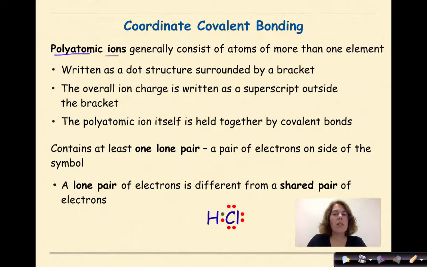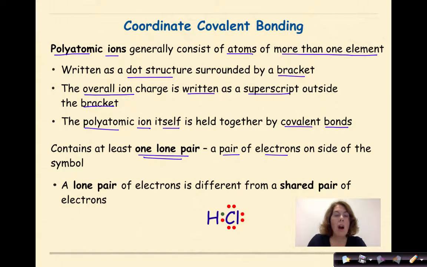Polyatomic ions generally consist of atoms of more than one element. These are written as dot structures surrounded by a bracket. The overall charge is written as a superscript outside the bracket. The polyatomic ion itself is held together by covalent bonds. They contain at least one lone pair of electrons. This is a pair of electrons on the side of the symbol. A lone pair of electrons is different from a shared pair of electrons.